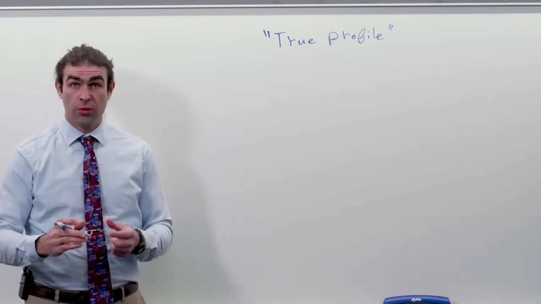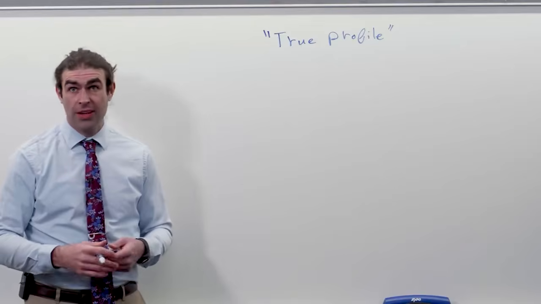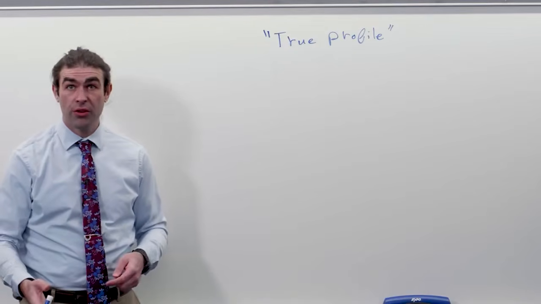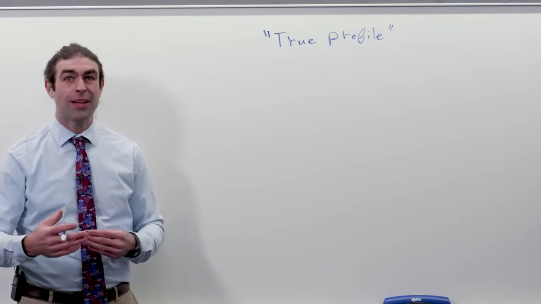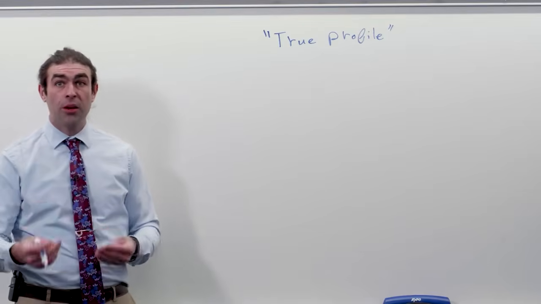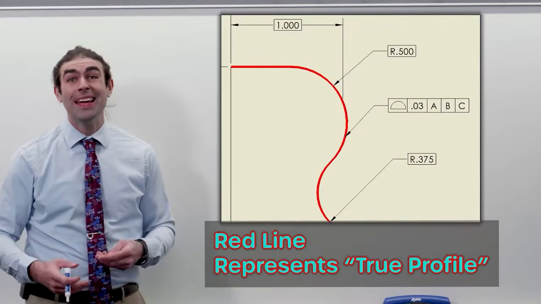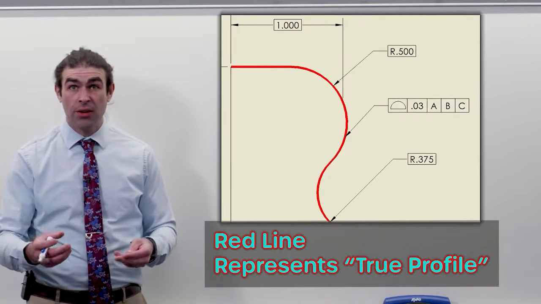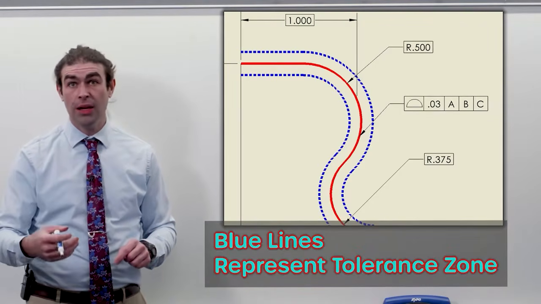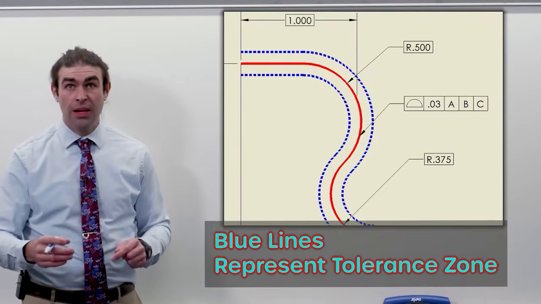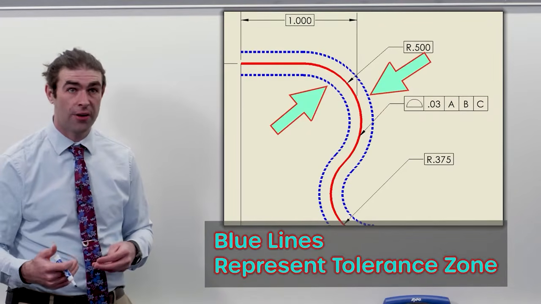The true profile is normally dimensioned with basic dimensions. In the newest version of the ASME standard, that's the only way you can do it. In older versions of the ASME standard, you can sometimes use plus or minus dimensions with profile, but that would get confusing. Normally, if you've got a profile, you want it to be a basic dimension. The true profile is the theoretically exact place where the tolerance zone lies. So normally, if it's a bilateral equal tolerance zone, you've got half your profile tolerance on one side of the true profile and half on the other.